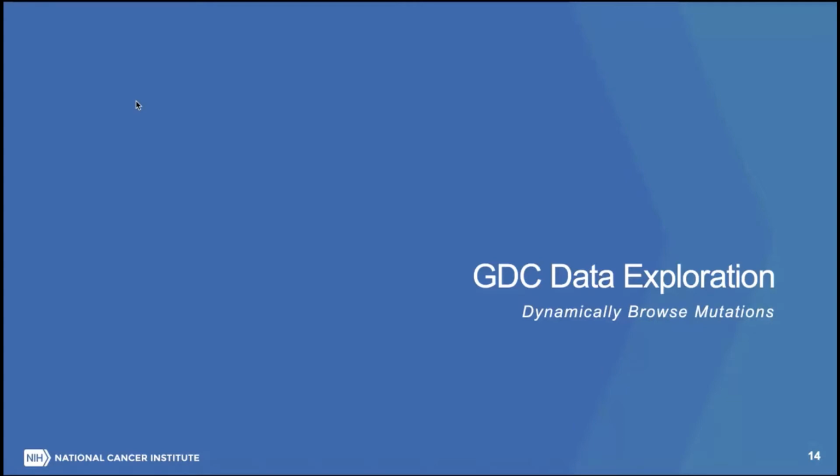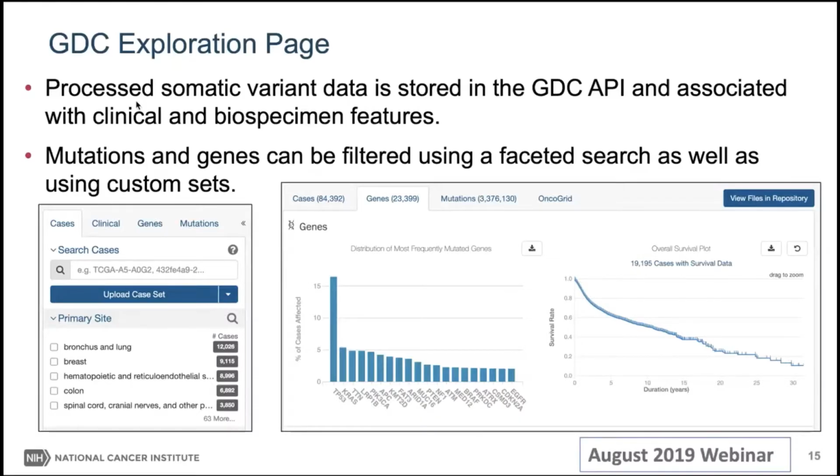Now I'm going to talk to you about GDC data exploration and how mutations can be browsed dynamically through the portal. So the GDC exploration page mostly features processed somatic variant data. This data is stored in the GDC API and also associated with clinical and biospecimen features directly through the case it is associated with. It's built more or less in the same format as the repository that I showed you before. So mutations in genes can be filtered using a faceted search, and custom sets can also be downloaded by building a cohort, and that can be saved on the website.